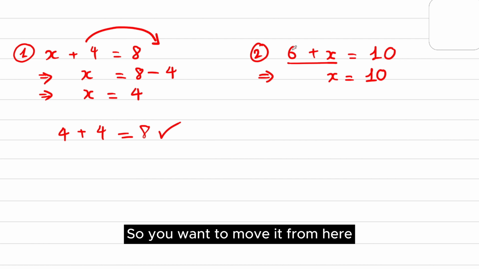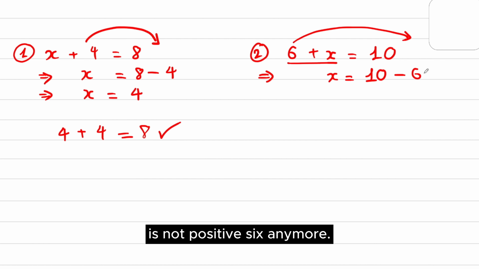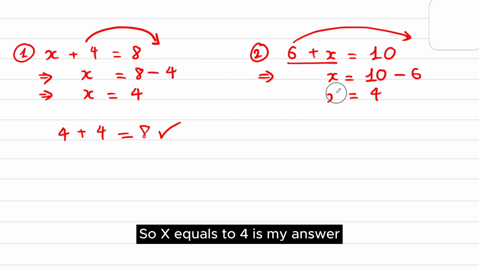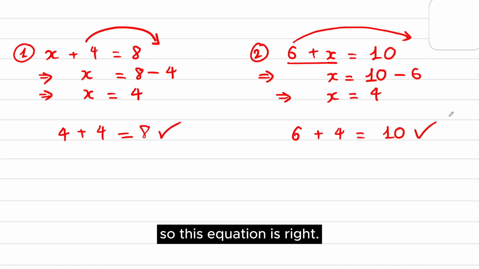So you want to move it from here to here. It has to be negative 6, not positive 6 anymore. It has to be minus 6, or negative 6. Okay, 10 minus 6, you have 4. So x equals 4 is my answer. Let me check again: 6 plus 4 equals 10. So this equation is right.